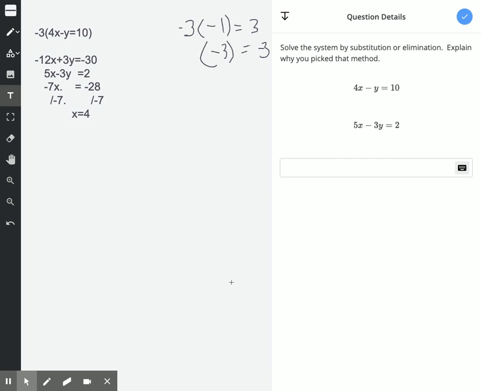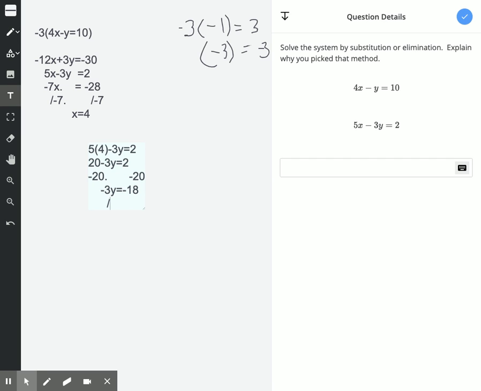Now I'm not done yet. I need to take this x equals 4, plug it back into one of the originals and solve for y. I'm going to choose the bottom one. 5 times the 4 that I got minus 3y equals 2. 20 minus 3y equals 2, minus 20, minus 20. We get -3y equals -18.